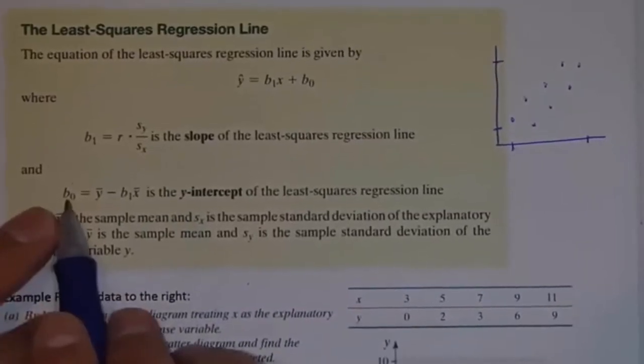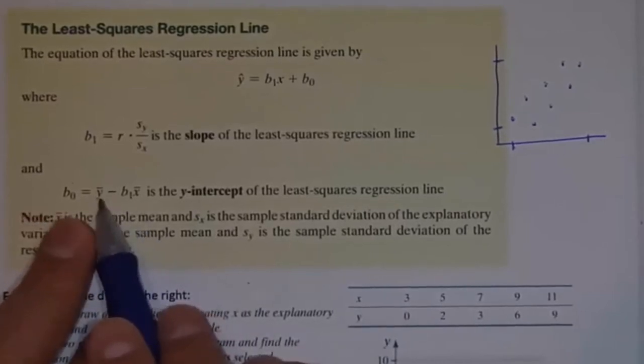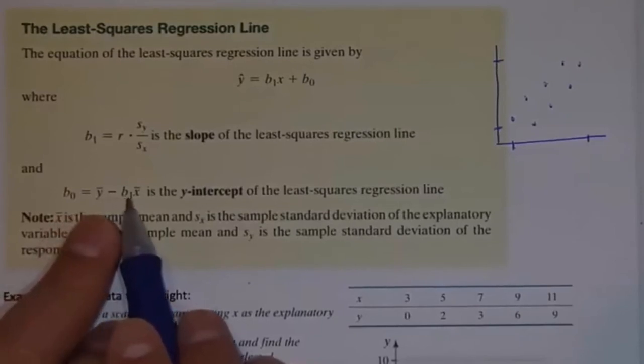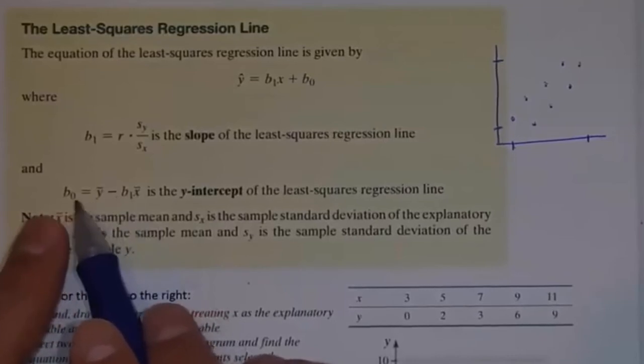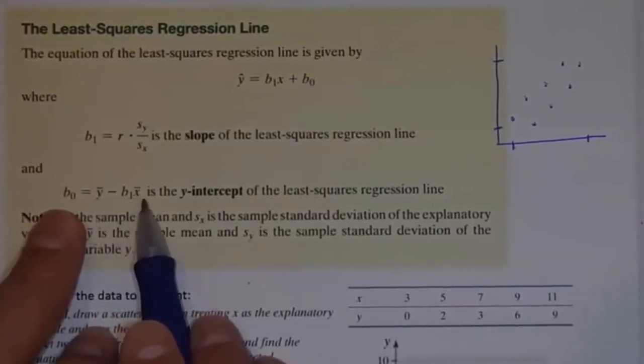For the y-intercept, the way this is going to work is we're going to use the average of y, or the mean of y, y bar, minus the slope times the mean of x, x bar. So the y-intercept equals y bar minus the slope times x bar.